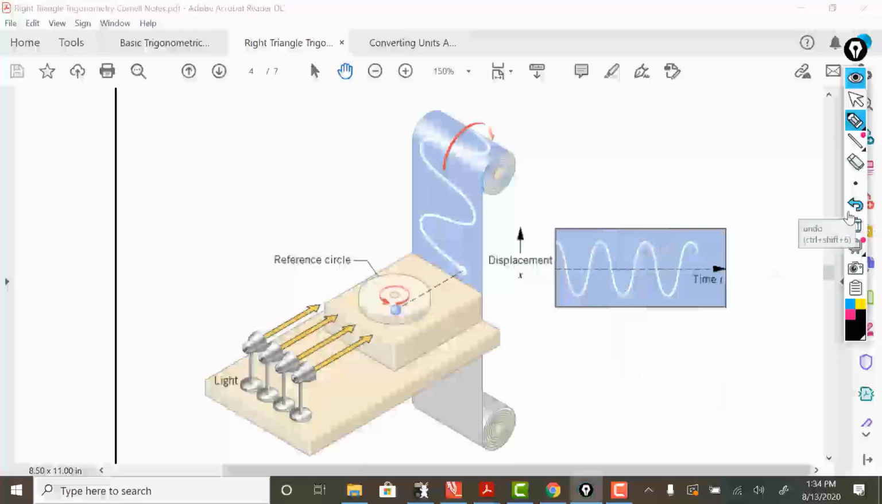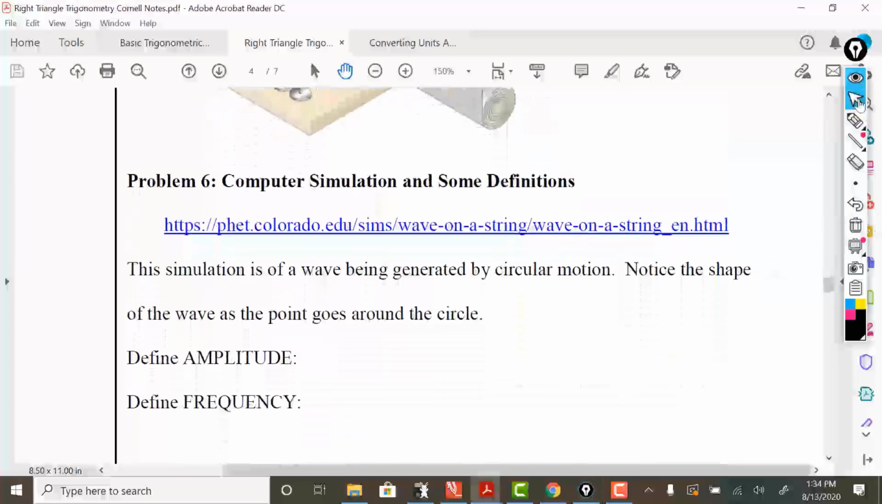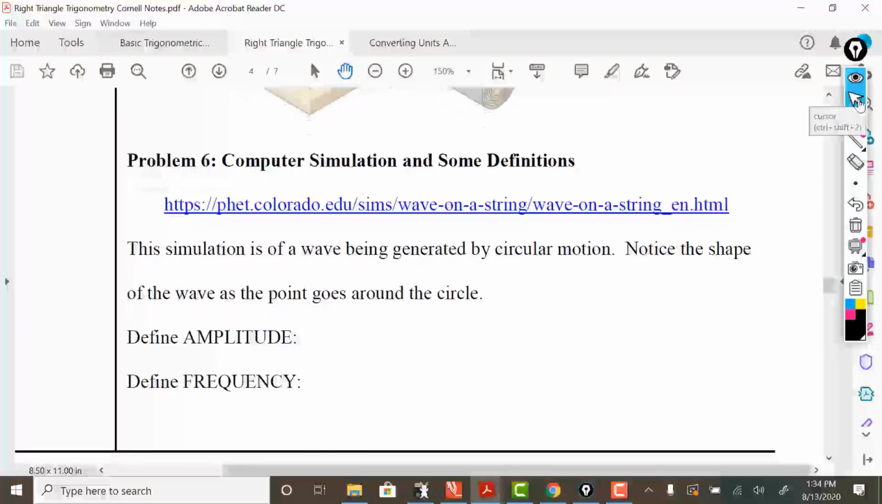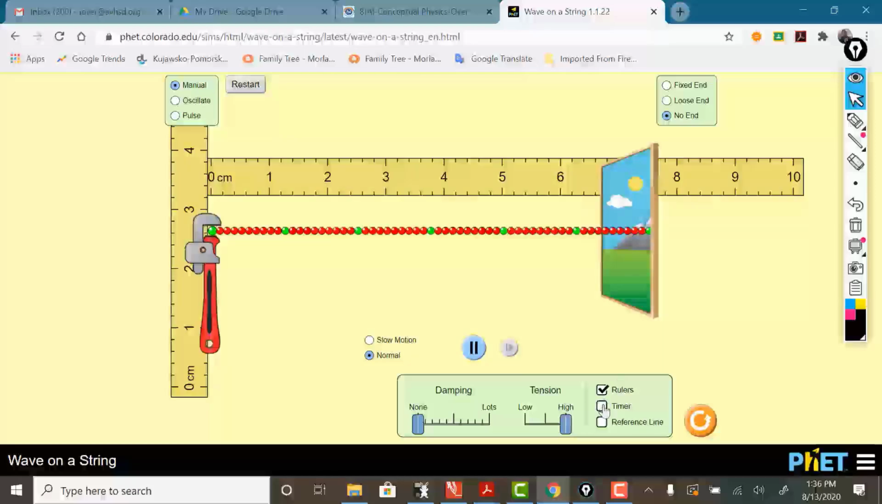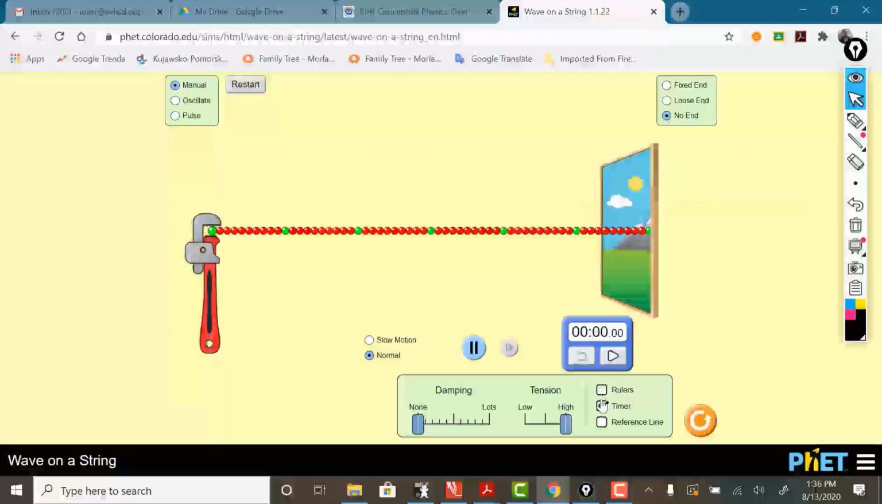Let's show you a simulation. No damping, because that's pretty advanced stuff. Damped model oscillation is going to be something you learn in advanced calculus called partial differential equations. Let's see, rulers, sure, timer. Timer is a good idea. No, reference line. That's good. Okay, cool.